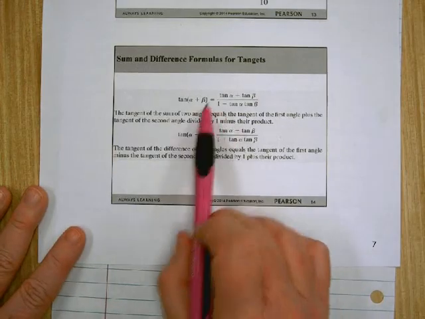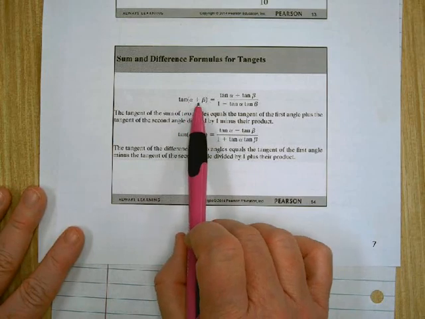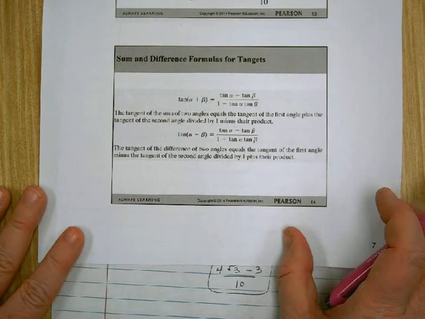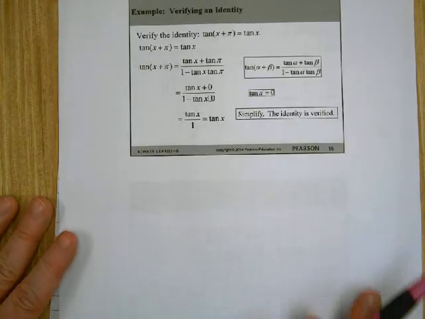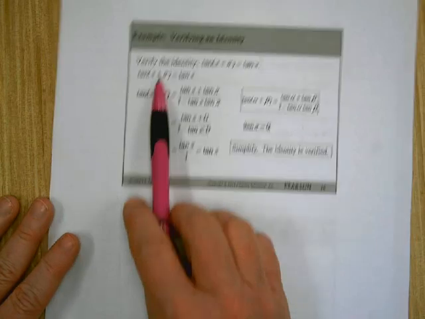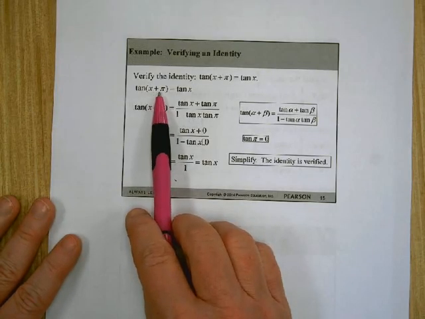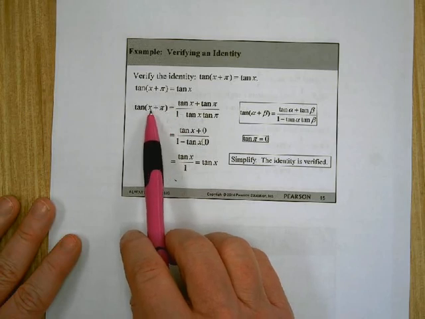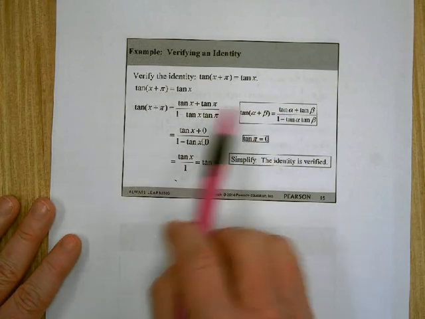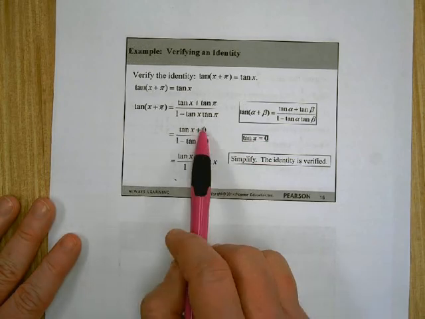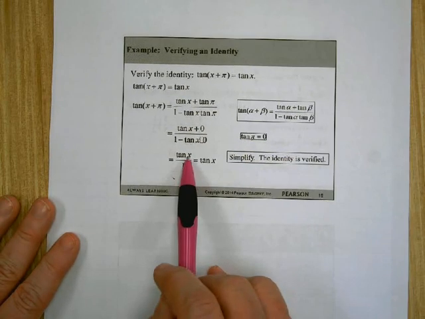I'm going to show you the tangent formulas here. Here's the formula for the tangent of alpha plus beta and for the tangent of alpha minus beta. You will use those similarly. Here they're going to verify the identity. Tangent of x plus pi equals tan x. What they do is they use this in the formula, and we know that the tangent of pi is 0. When they plug that in, we get the tangent of x over 1.